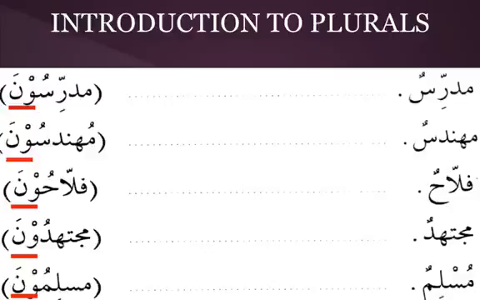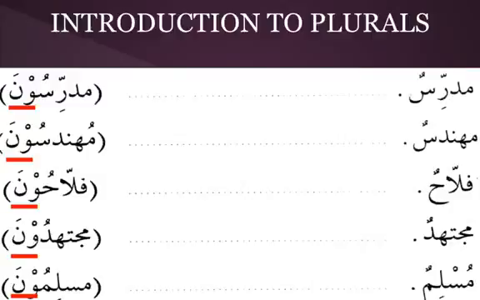So let's have a look. If you see mudarrisun, it will become mudarrisuna. So the original word is retained, mudarrisu. And because the word is continuing, we can have only one dhamma, and we say mudarrisuna. The waw and noon is an addition. It is a suffix. Muhandisun, muhandisuna. When you see waw and noon, that means it is plural for males, mudhakkar.